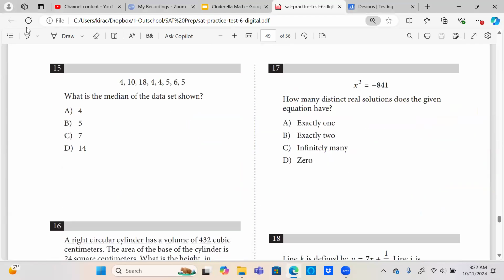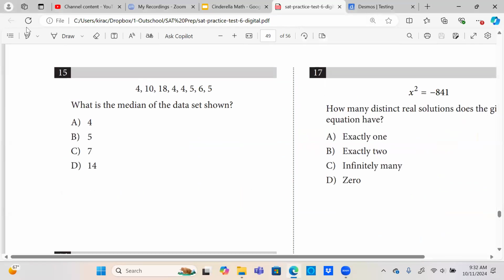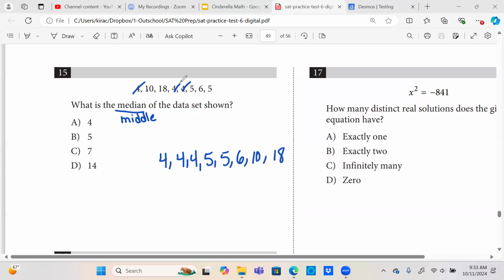What is the median? So we need to know that median is the middle. And we want to go ahead and line these up from least to greatest. So it looks like we have 3 4s, 2 5s, a 6, a 10, and 18. Okay, so we want to find the middle. Low, high, low, high, low, high, low, high. So the middle would be between these 2 5s, which would be 5.